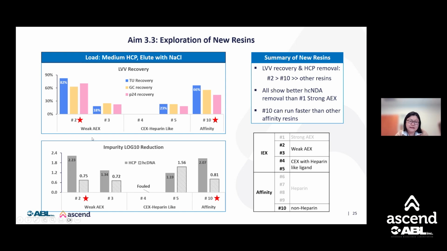Number 2, the weak AEX, is a top performer with the highest recovery in TU, genomic titer, and P24, as well as strong impurity removal, including whole cell DNA. Number 10, the non-heparin affinity resin, is the second best performer. And also compared with other heparin resins, it runs 10 times faster, making it attractive for GMP scale-up by reducing time, cost, and human error.